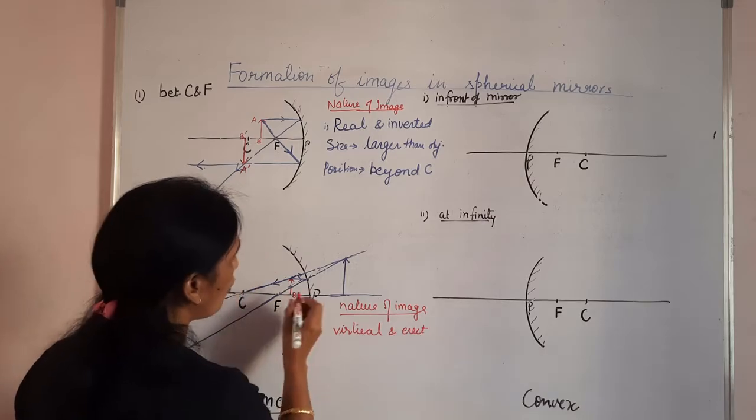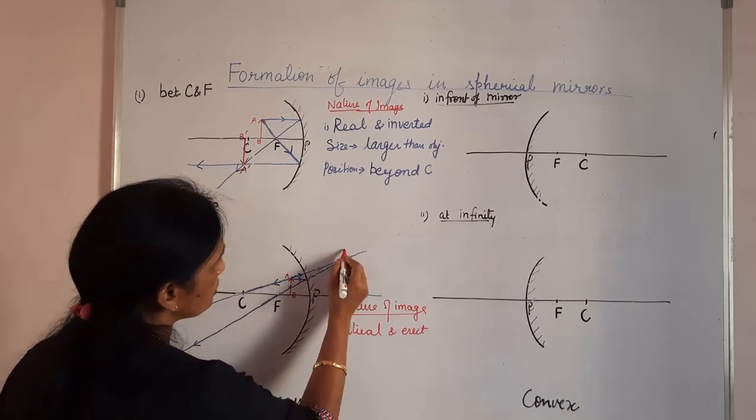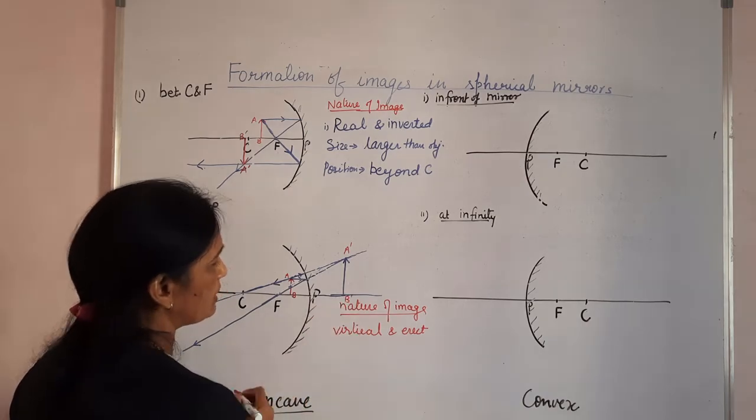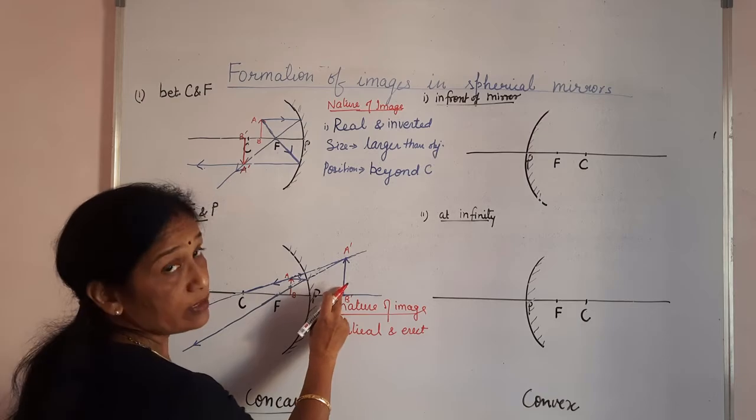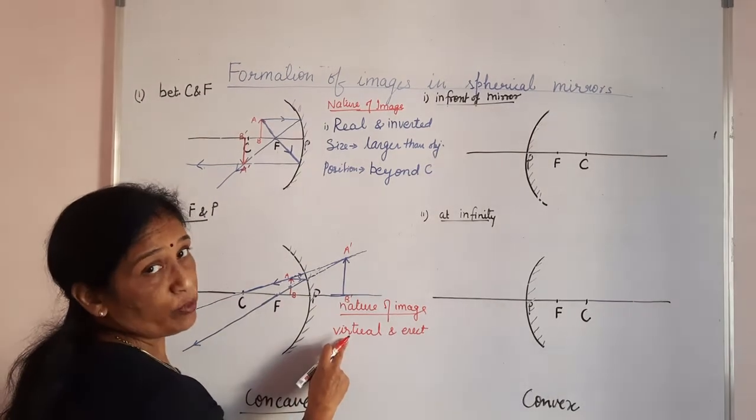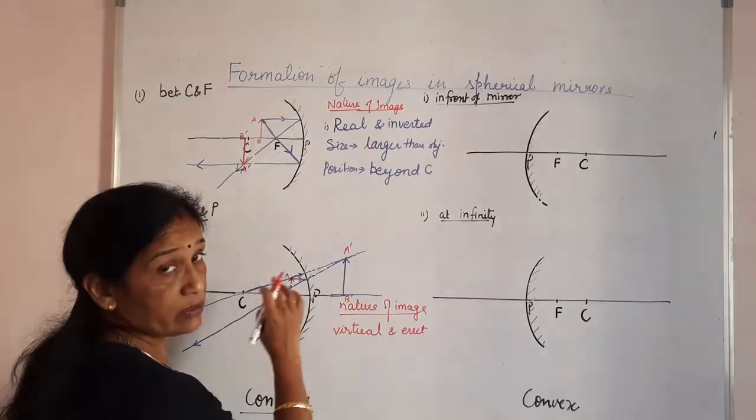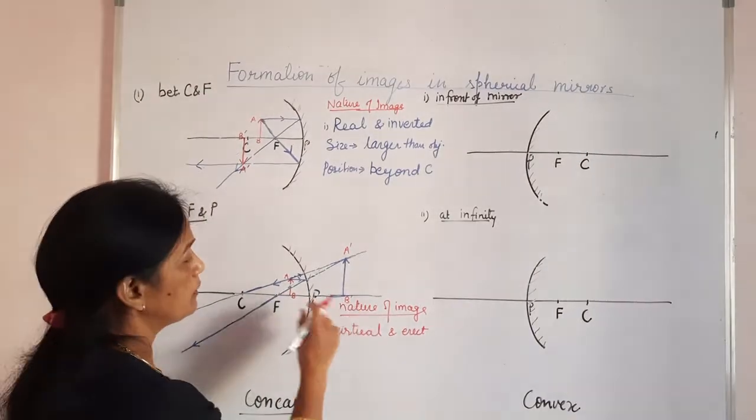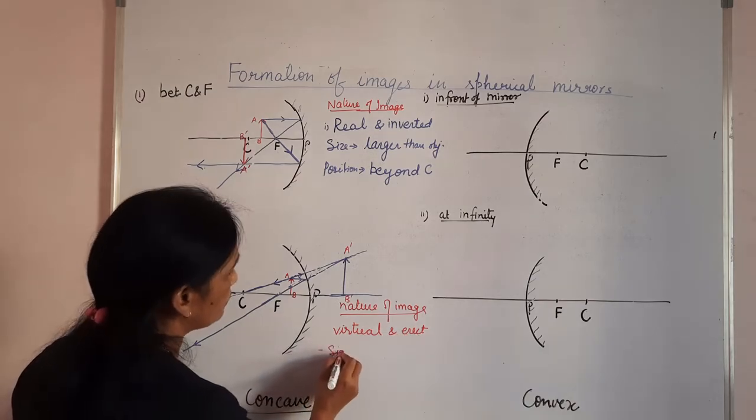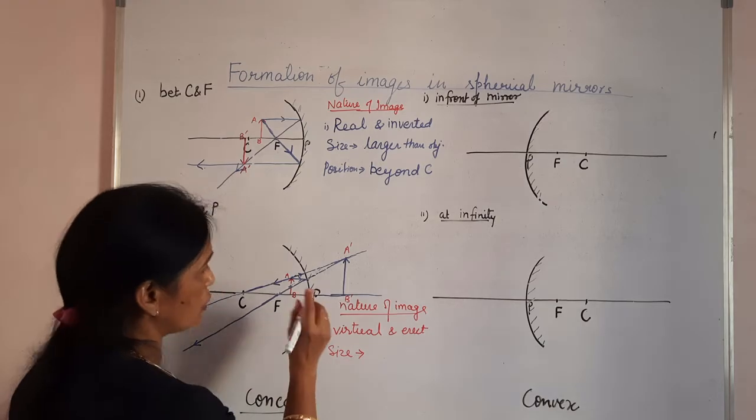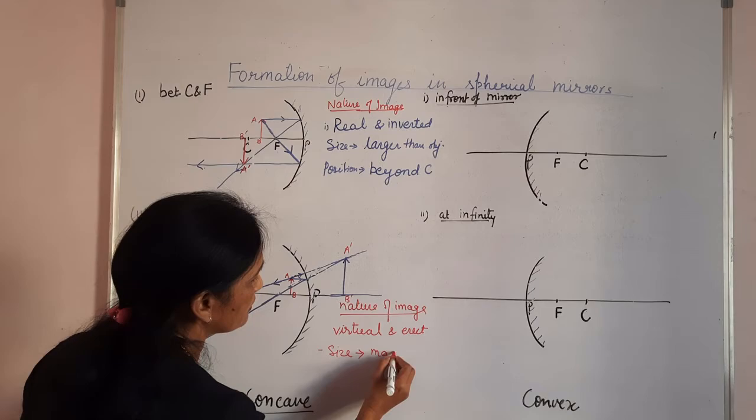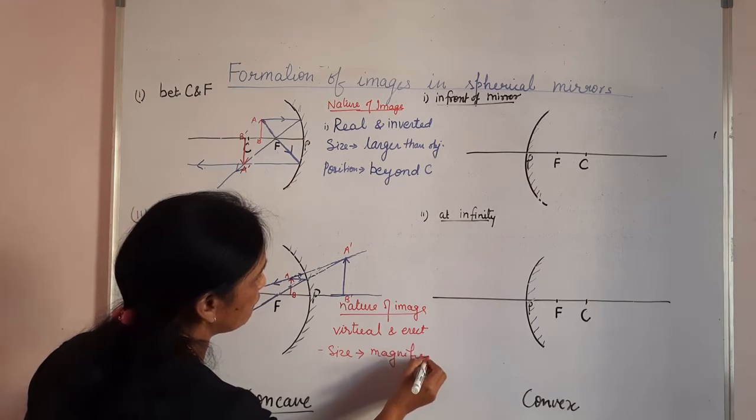And erect means top remains top. This is A, so this becomes A dash. This is an object, this is an image, so let this be A dash and B dash. And the image is virtual. Virtual is which one? Which cannot be obtained on a screen. You cannot place a screen somewhere inside a mirror. And this is erect. And second, what about the size of the image? It's larger. It's magnified. Bada ho gaya.